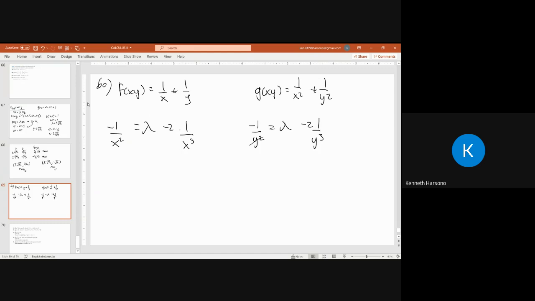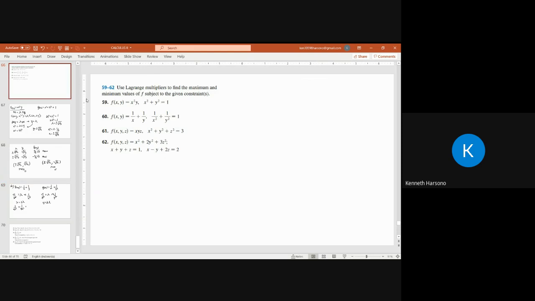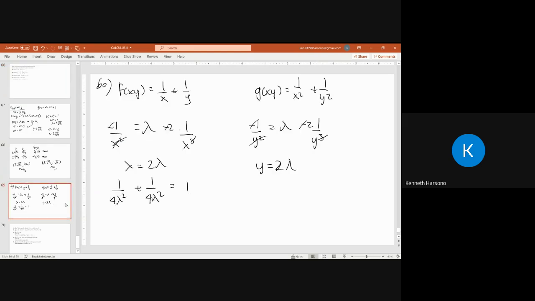And cancel this one, cancel the minus. So we can get x is equal to 2 lambda and y is equal to 2 lambda. And we can just put it into our equation again. So this is 1 over 4 lambda squared plus 1 over 4 lambda squared is equal to 1 again. So this one is 1 over 2 lambda squared equal to 1.